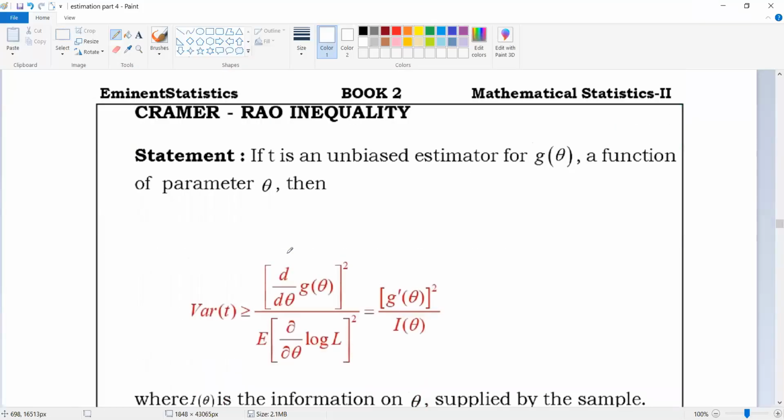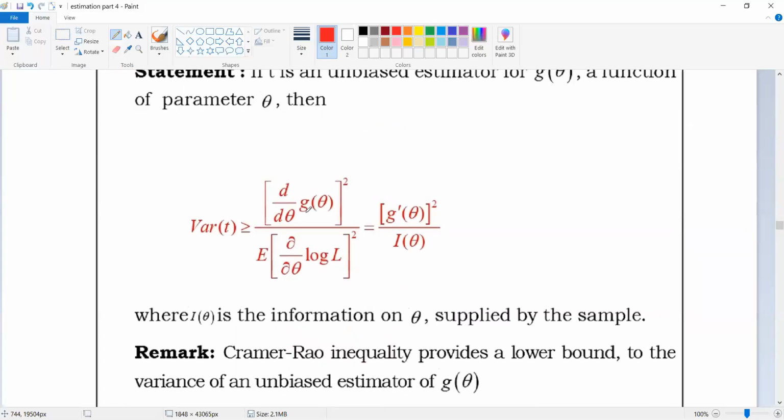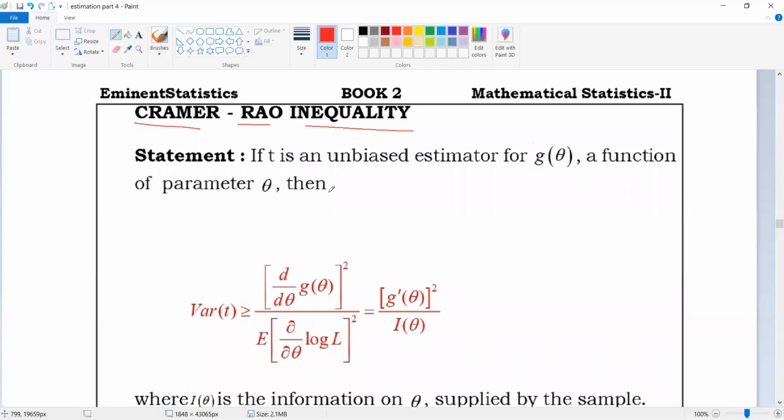Next, another very important topic, Cramer-Rao inequality. Cramer-Rao inequality provides the variance lower bound. Cramer-Rao inequality provides a lower bound to the variance of an unbiased estimator of g of theta. That is the complete sentence.